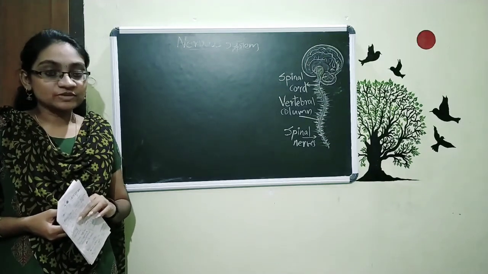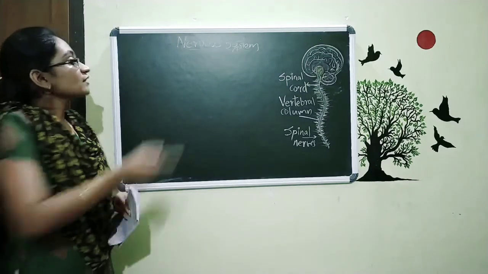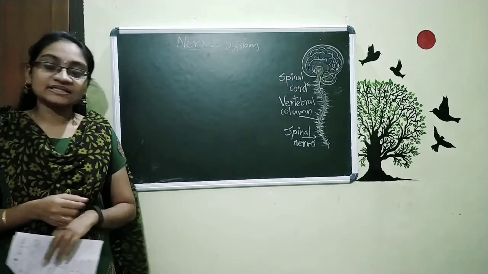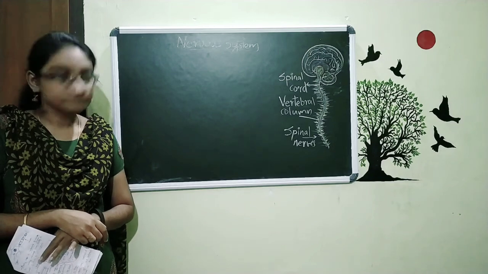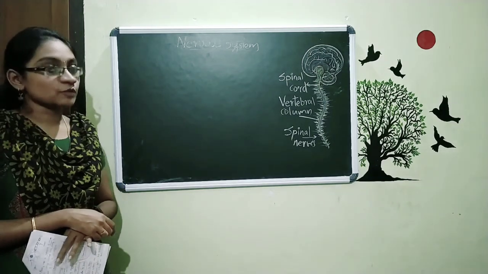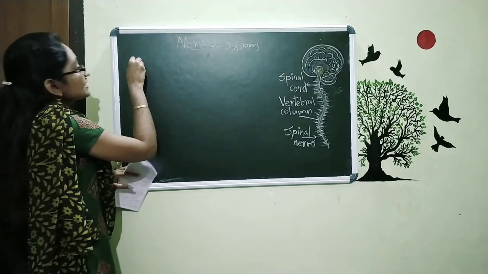Students, welcome to our science class. We are on the chapter nervous system. In the last class we started this chapter and discussed the brain. Today we want to study the further topics, and we first started with the nervous system.